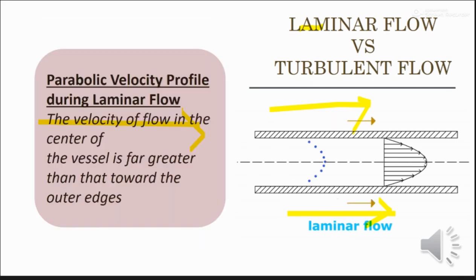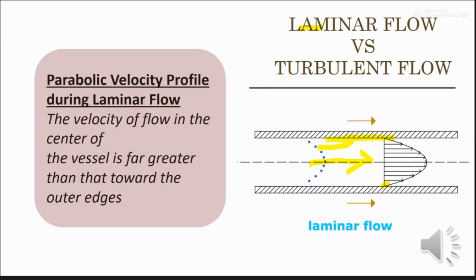Okay, so what is a parabolic velocity profile? So when the laminar flow occurs, the velocity of flow in the center of vessel is far greater than that towards the outer edges. So again, parabolic velocity means that the center part has greater velocity, okay, than compared to your edges, this part on the sides. So the fluid molecules touching the wall move slowly because, again, there is adherence in the vessel wall.